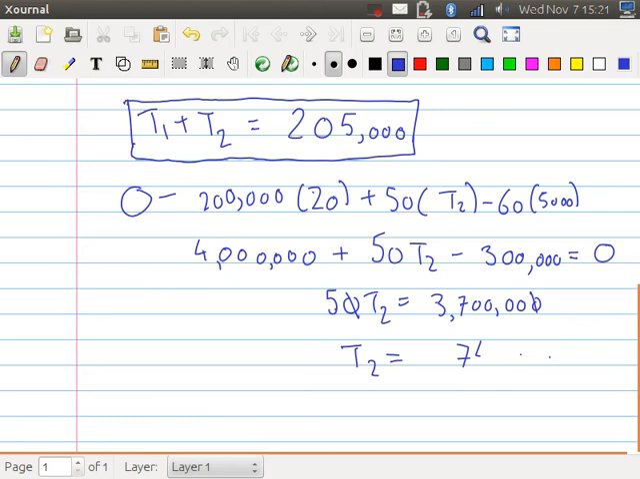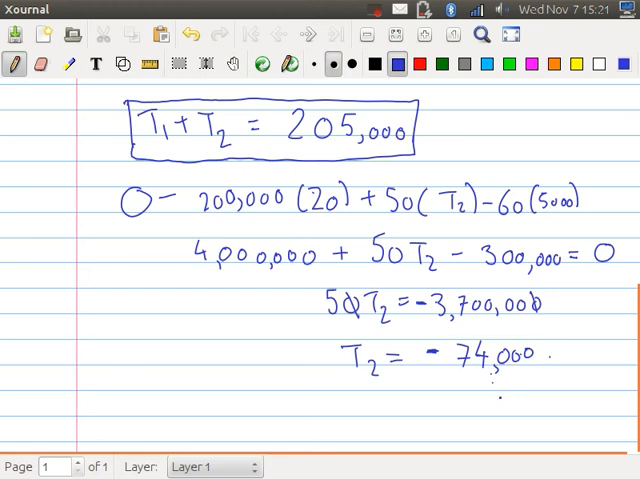Shouldn't the 3,740,000 be negative here? Oh, you're right. Sorry, Mustafa. Sorry, Albert. Yeah, you're right. I forgot the minus sign here. Why? Because 4 million minus 3. Yeah, it's minus. Why? Because this goes over to the right, becomes minus 4 million. So that should be minus this. Yes, here. So T2 is minus 74,000.